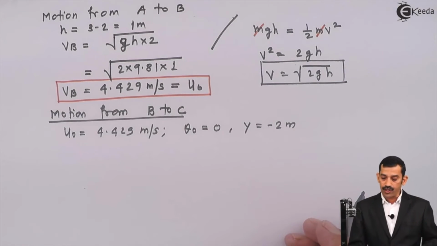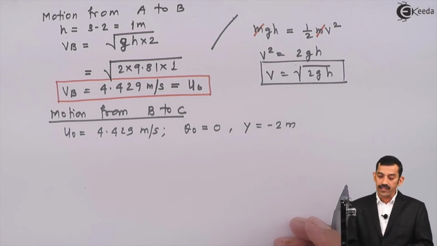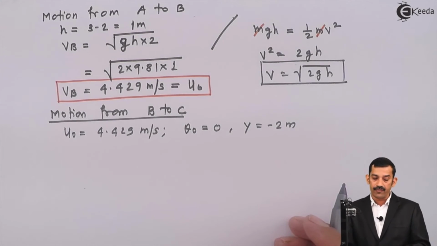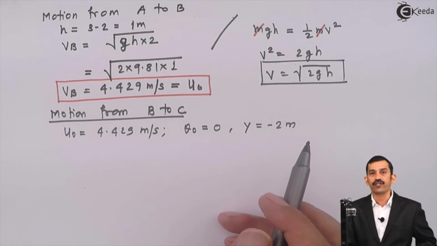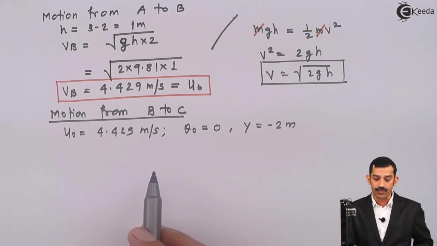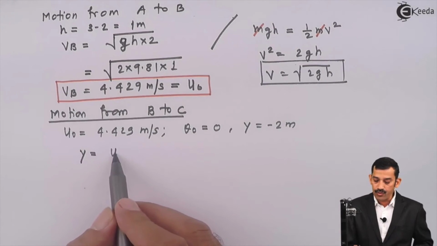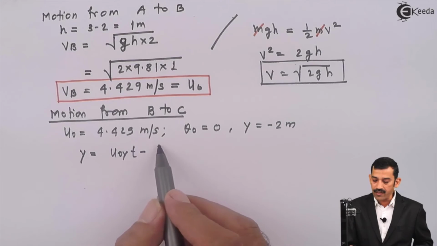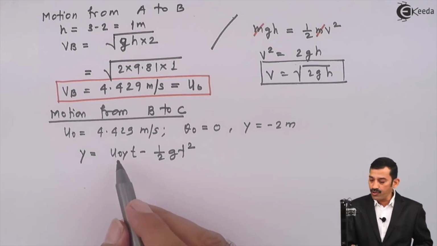As you know u0, which is equal to 4.429 meters per second, we'll consider motion from B to C, and if we substitute values, you know u0, you know y, you know theta 0. Which equation will we use here? What is known basically? Y is minus 2. We'll use the equation y equals u0y t minus half g t square.